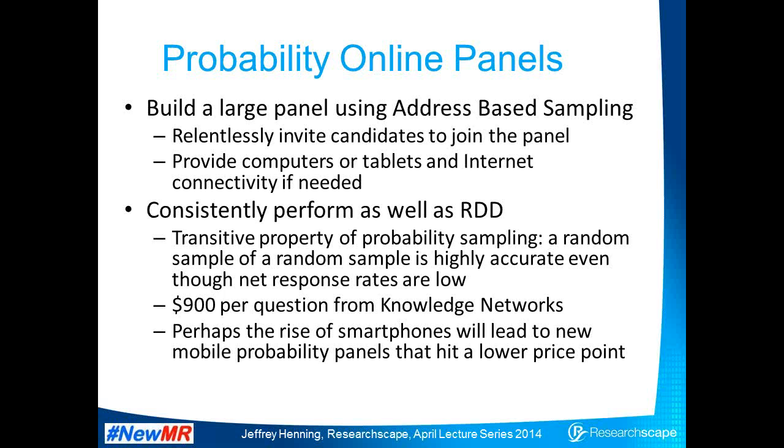So we could say there's a transitive property of probability sampling. A random sample of a random sample is highly accurate, even though the net response rates are low. So again, Holbrook, Krosnick, and Fent said low response rates seem to be okay, and you can say that with these random samples of random samples, you've got low response rates, and yet the method is still pretty effective. It's $900 per question from Knowledge Networks, so it is expensive, but it does produce accuracy using an online methodology.